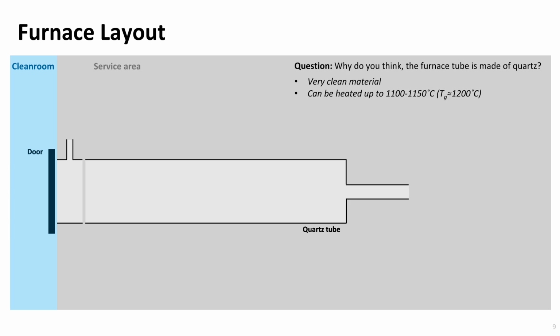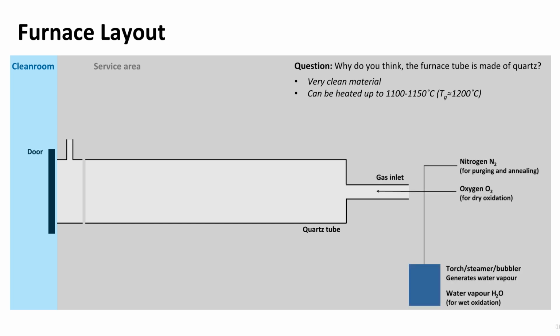Well, quartz is a very clean material. A furnace tube made of metal would contaminate wafers with metal. The metal would be incorporated into the grown oxide layers and thereby reduce the oxide quality. Furthermore, quartz can withstand very high temperatures, which are required for thermal oxidation. The glass transition temperature for quartz is about 1200 degrees, and the common oxidation temperature is between 800 and 1100 or 1150 degrees, depending on the furnace. Quartz also has a considerably smaller thermal expansion than most metals.